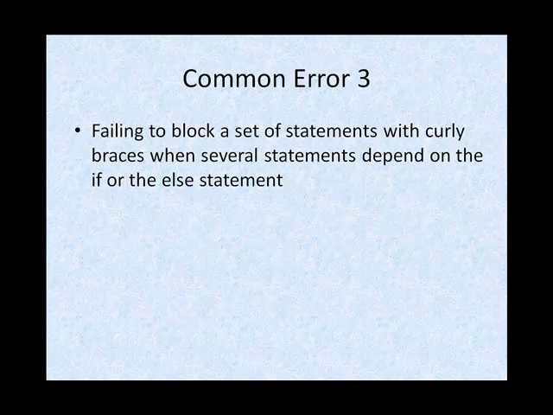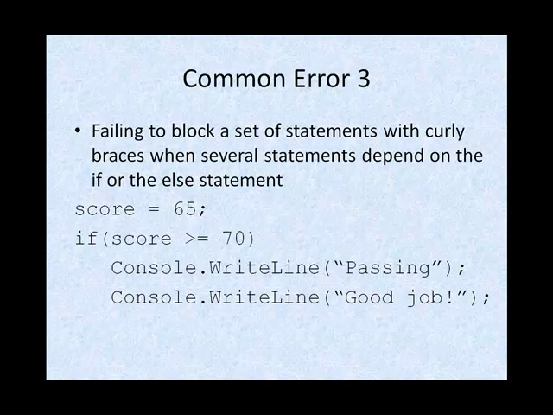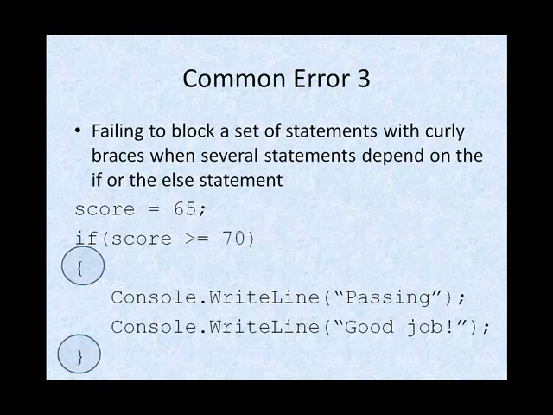Another error is failing to block a set of statements with curly braces when several of them depend on either an if or an else. For example, if score is 65 and if score is greater than or equal to 70, you want to write passing and good job, this code won't do it. In this code, if score is greater than or equal to 70, it'll write passing, but the if statement ends there. The line that writes good job executes no matter what the score is, even if it's a very bad score. What you need are curly braces to make sure both of these statements depend on the if statement.